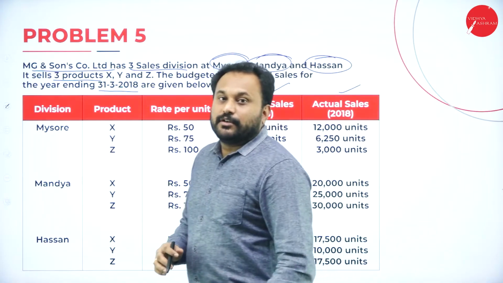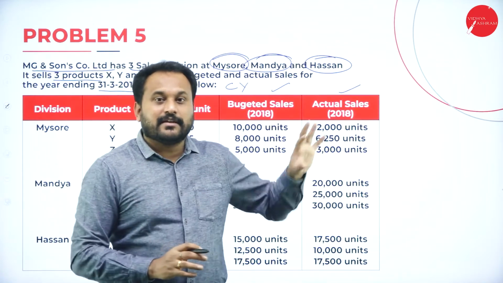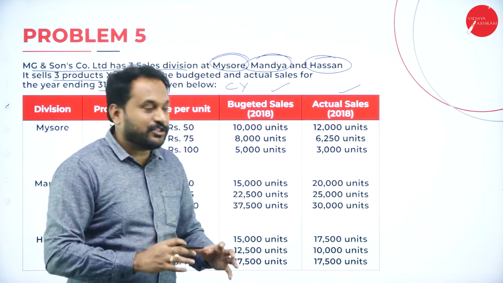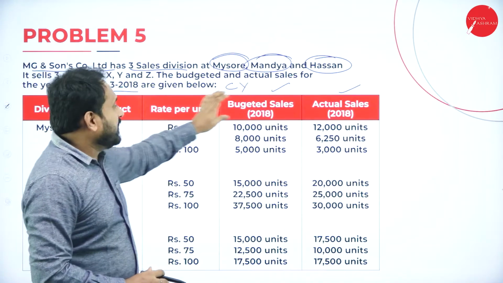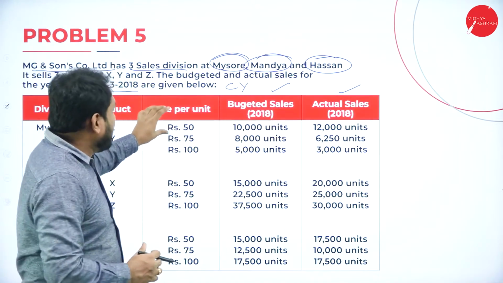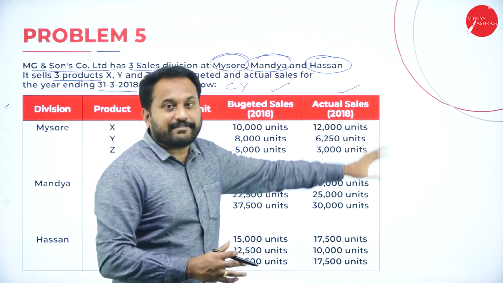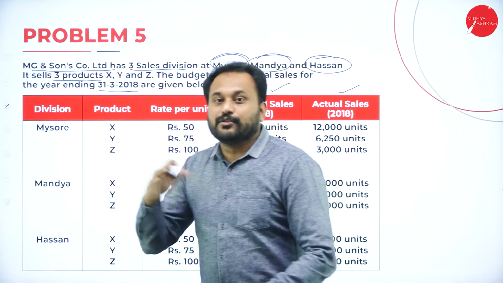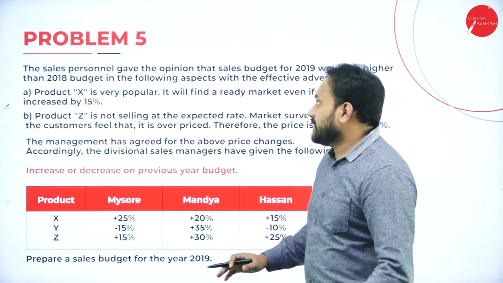Now I told you, don't even think about the additional information or adjustments. What we should do is calculate this rate into budget sales amount, rate into actual sales amount. So 75% of our problem is done. After that, you go to the adjustments. So what are the adjustments here?